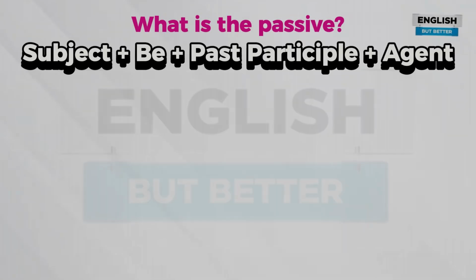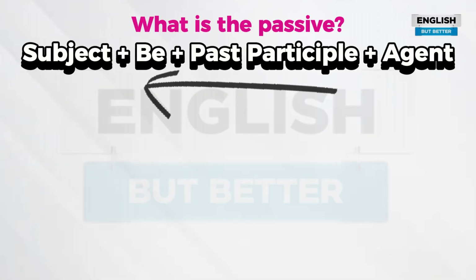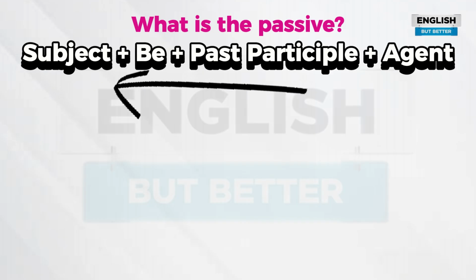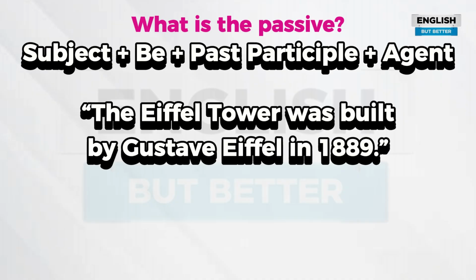What it is, how to form it, and why it's so useful in English. In a passive sentence, the subject receives the action instead of doing it. Look at this structure. An example for this could be: the Eiffel Tower was built by Gustave Eiffel in 1889. Here, the Eiffel Tower is the subject, but it receives the action.